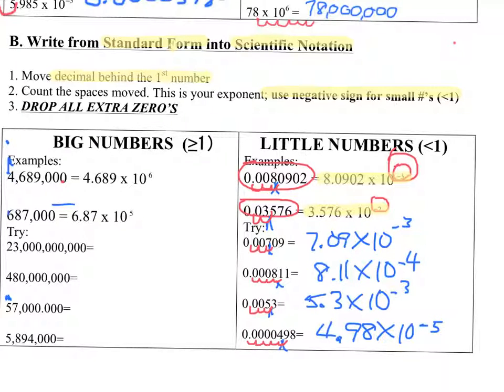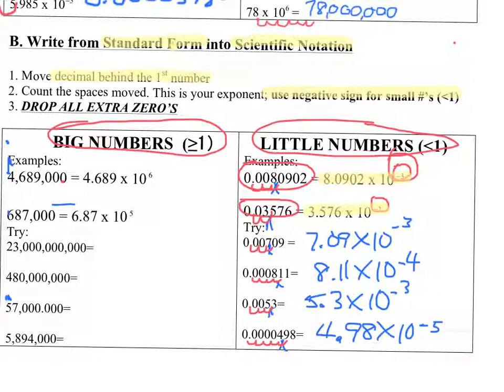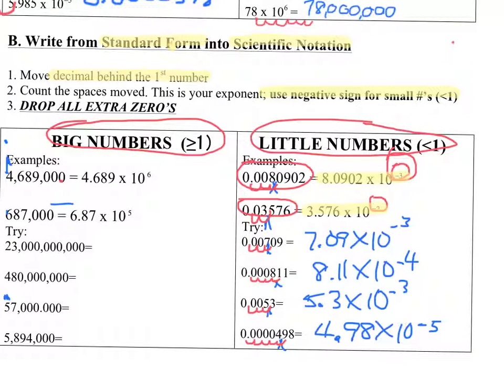The key here is recognizing that little numbers are going to have a negative exponent, and that big numbers larger than or equal to 1 are going to have a positive exponent. But the basics remain the same. We have to move the decimal right behind the first number. It's going to move 6 times, so the exponent is 6. And the number writes out as 4.89 times 10 to the 6th.